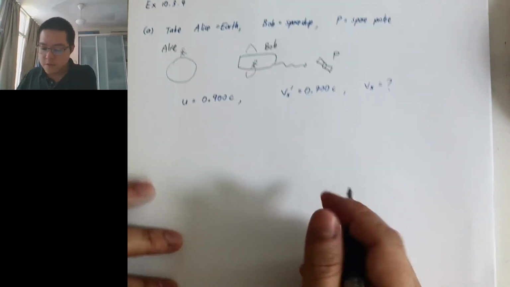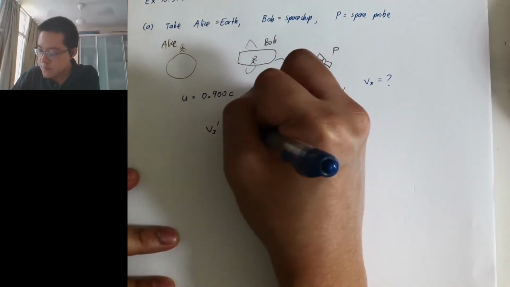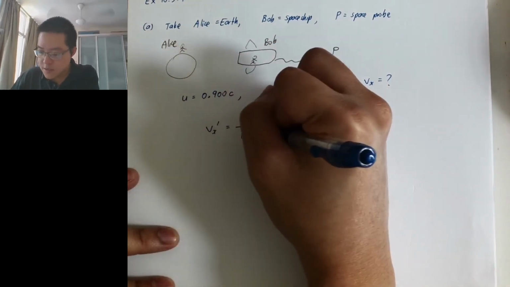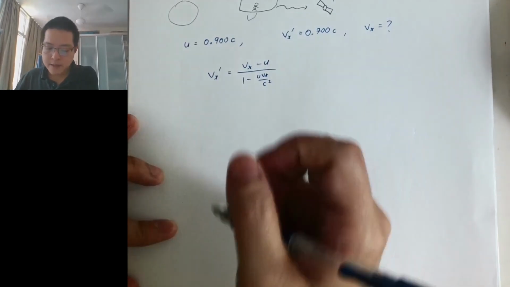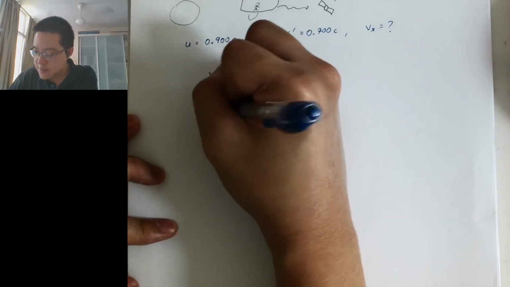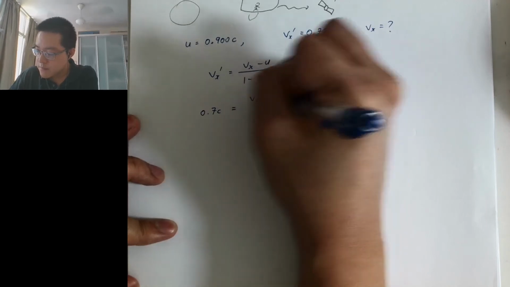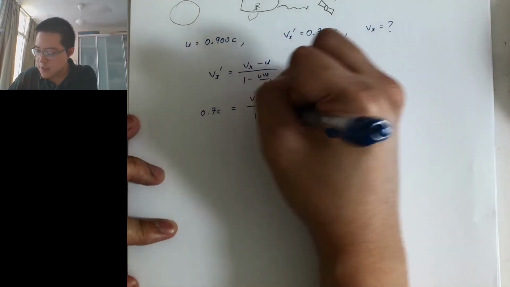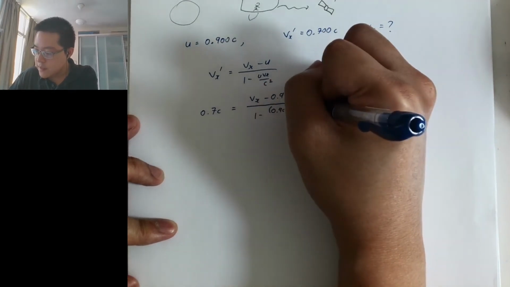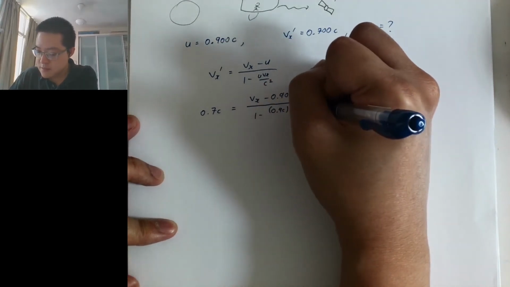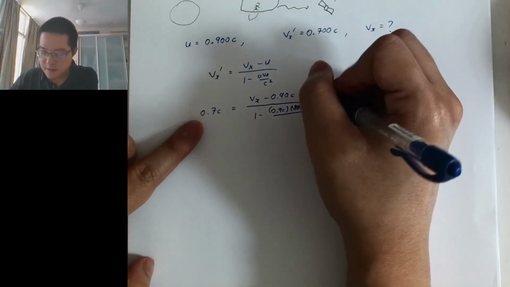Okay, so we shall be using this formula. Vx prime is Vx minus u over 1 minus uVx over c squared, right? And then just plug in the information. So I got 0.7c, Vx is unknown, u is 0.9c, and then 1 minus 0.9c times Vx over c squared. Hang on, Vx is unknown, Vx prime is 0.7c.